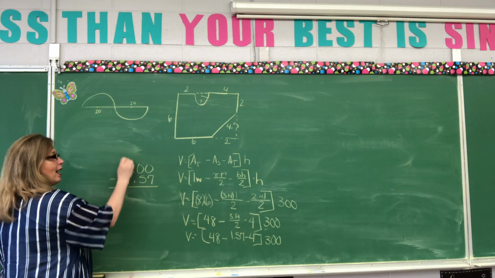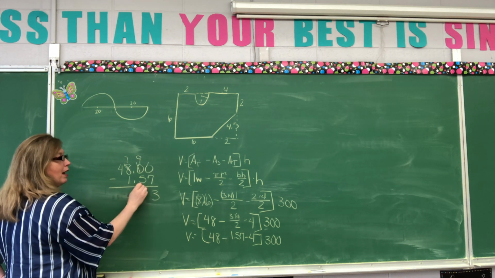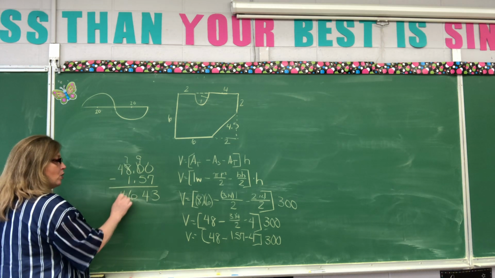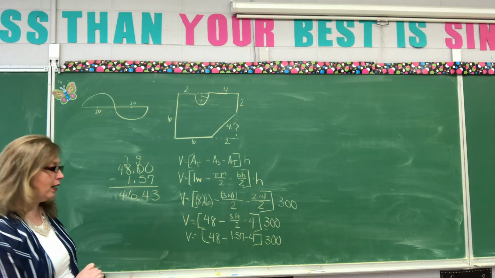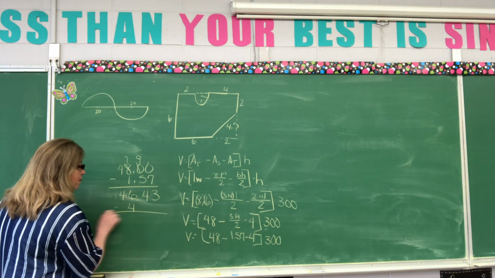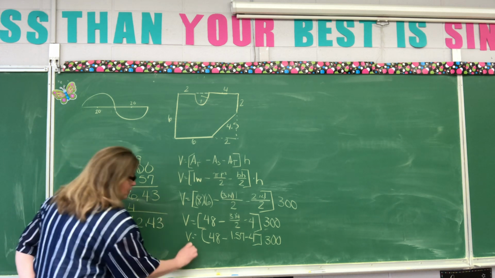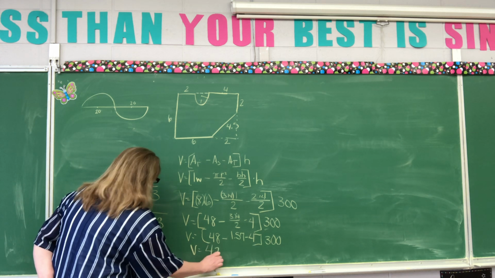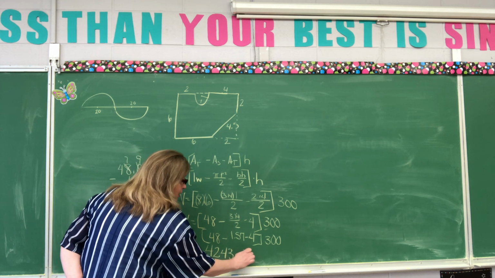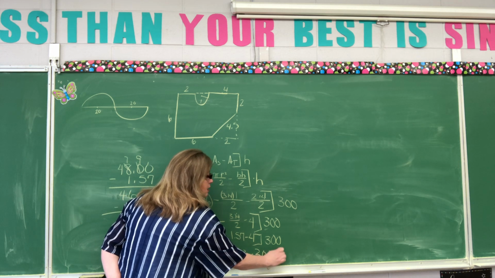Okay, when I subtract that out, I have to borrow. So I have 3, 9 minus 5 is 4, 7 minus 1 is 6. So I have 46.43, but I still need to subtract the 4. So let's subtract the 4, and we're going to get 42.43. Okay, so now our volume is 42.43 square centimeters times 300 centimeters.